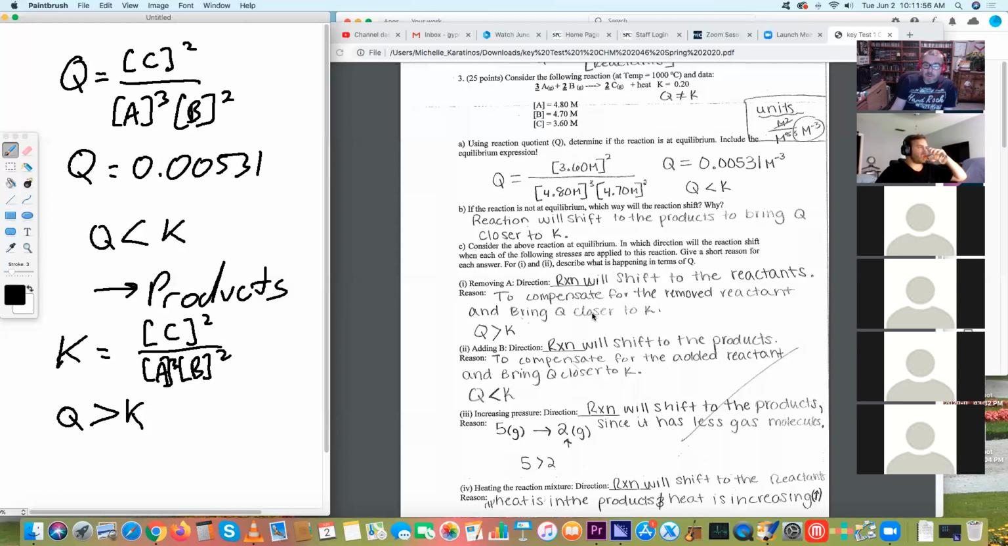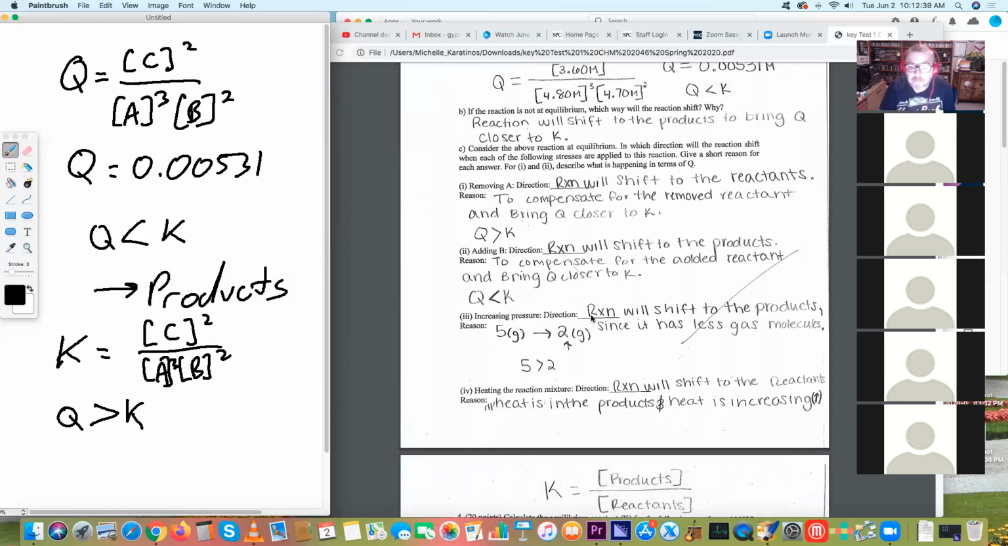Okay, well, let's look at the next one, adding B. Now B, as you can see, is a reactant, and if we make B bigger, it's going to make Q smaller relative to K. That's why the reaction will shift towards the product side. Now, the other way of looking at that is to say, if we're adding more B, the reaction's going to want to use up that B that we're adding. And the way it uses up that B is by reacting with A and forming C. And that means that it's going to move to the product side if we add more B. Does anybody have any questions about this? Okay.